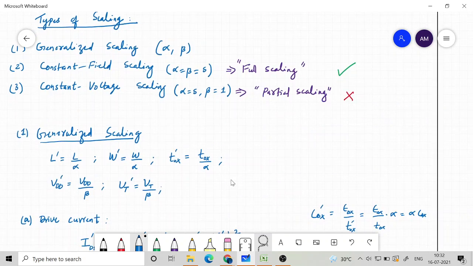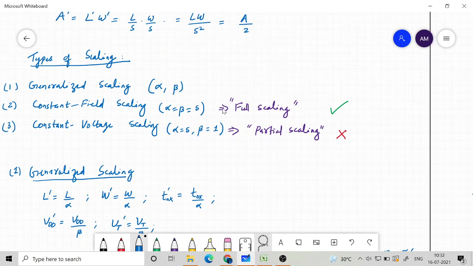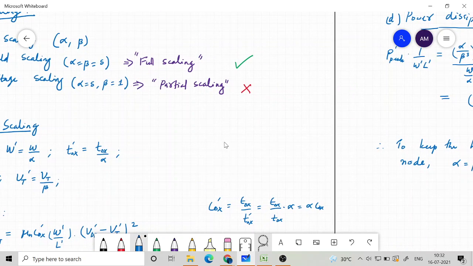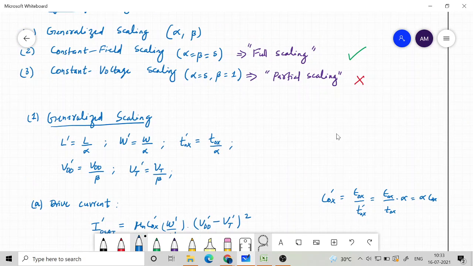Okay, so I am not specially deriving the other two. You can just substitute alpha equal to beta equal to S, and you get constant field scaling, and you can make a table for each of the scaling, showing how different things are getting modified. The only thing you need to do is alpha equal to beta equal to S for constant field scaling, and you put beta equal to 1 and alpha equal to S, that is constant voltage scaling.